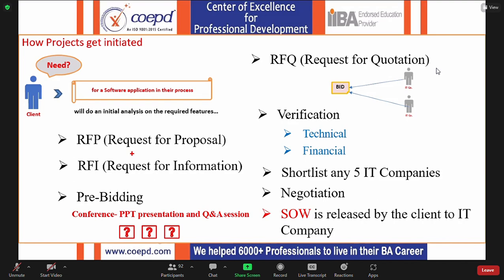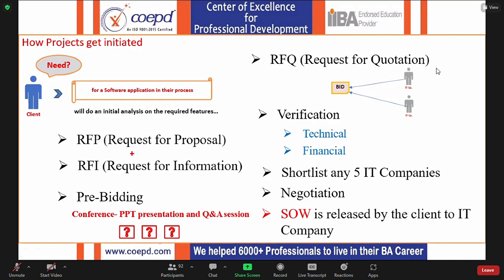If I am having a company and I want my software to be developed by a particular company, then there will not be a question of quotations, right? Yes, and no shortlisting of IT companies is required. That is up to you. Okay, fine. Sir, I still have a doubt in RFI.